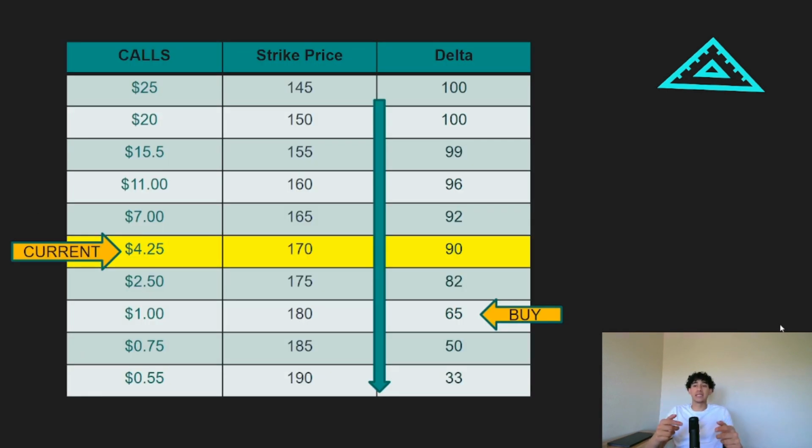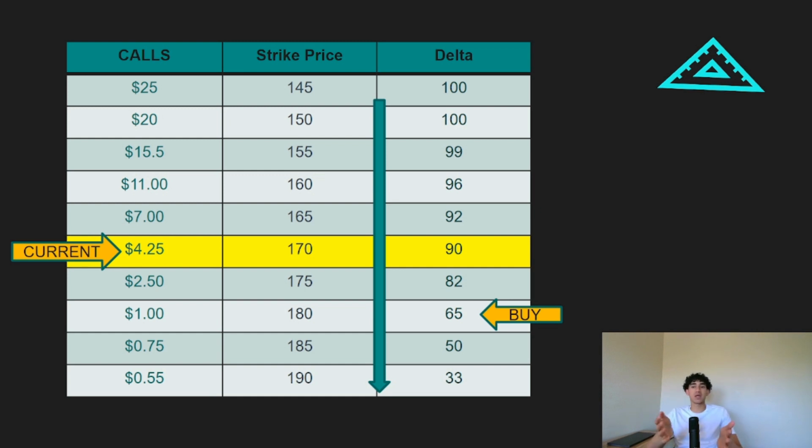Now let's go through delta with an example that I have here on the screen. I'm showing you deltas here for call options on a stock that's currently trading at $170. The delta values are on the right. If you notice the delta values, the further you go out of the money, the lower the deltas get, and the further you go in the money, the deltas get higher. Delta, of course, varies as the value of the stock changes.